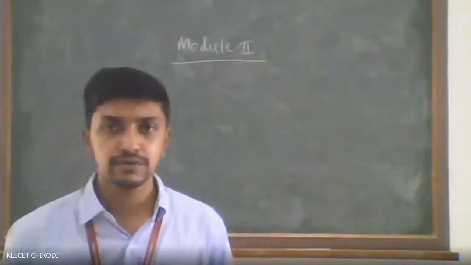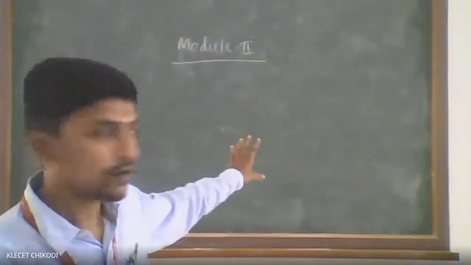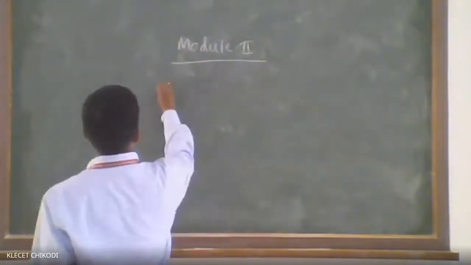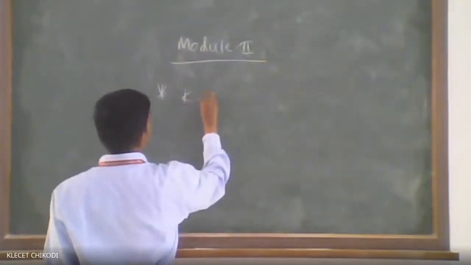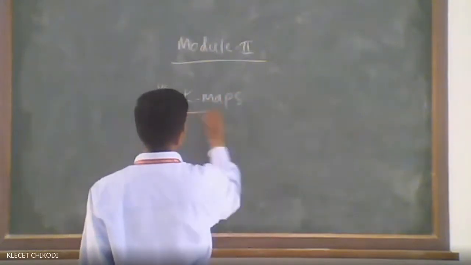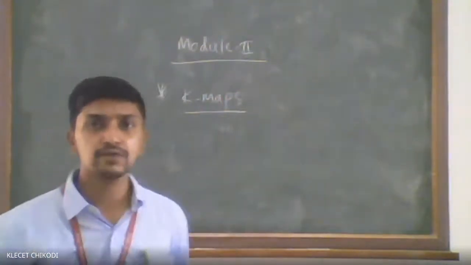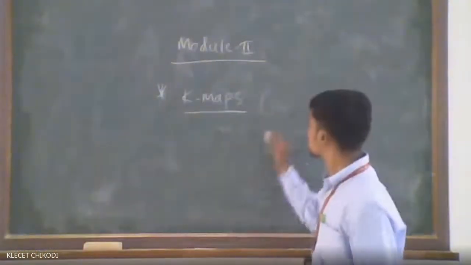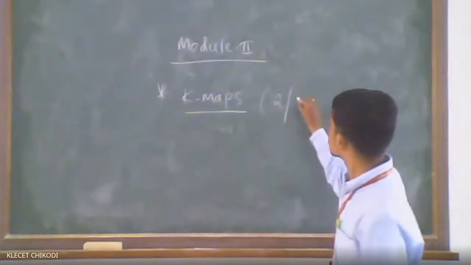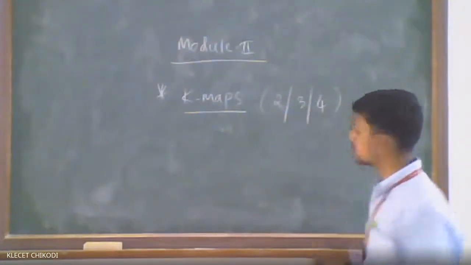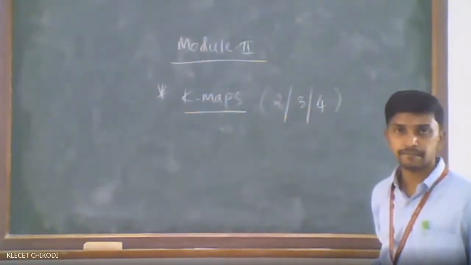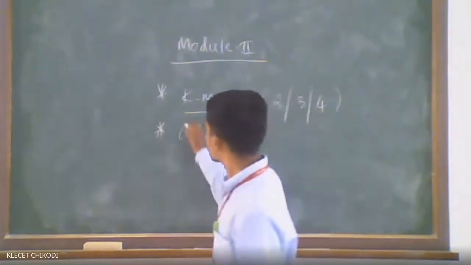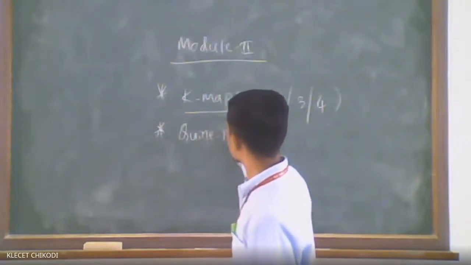In module 2, we'll start directly because the digital part starts here. First, we are going to see the K-maps, that is the Karnaugh maps. For your syllabus, we have the 2 variable K-map, 3 variable, and a maximum of 4 variable K-maps. Fine. After that, we have the Quine-McCluskey method.